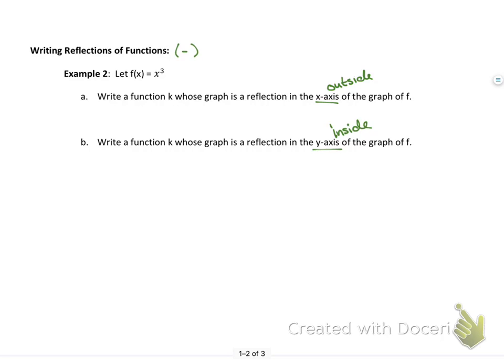So for the reflection in the x-axis, it goes outside, so we write x cubed first. We put a negative outside, and we're done. For the reflection in the y-axis, it goes inside, so we need to make an inside. That's cubed, and we put the negative x inside. Now, remember, a negative times a negative times a negative is still negative because it's odd, right? There's an odd number of negatives. So this is actually equivalent to this. So interesting how that happens, right? The reflection in the x-axis ends up looking the same as the reflection in the y-axis.